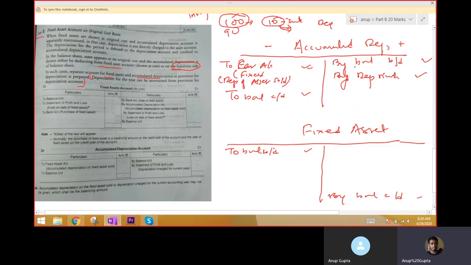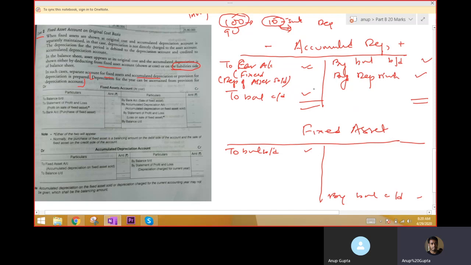Okay. So apart from balance BD and balance CD, there will be only two items in the accumulated depreciation account. On the credit side, which increases the accumulated depreciation account, is depreciation. On the debit side, which decreases the accumulated depreciation account, is the fixed asset, that is, the depreciation of the car or asset which is sold. Accumulated depreciation will be decreased by the depreciation of the assets sold.